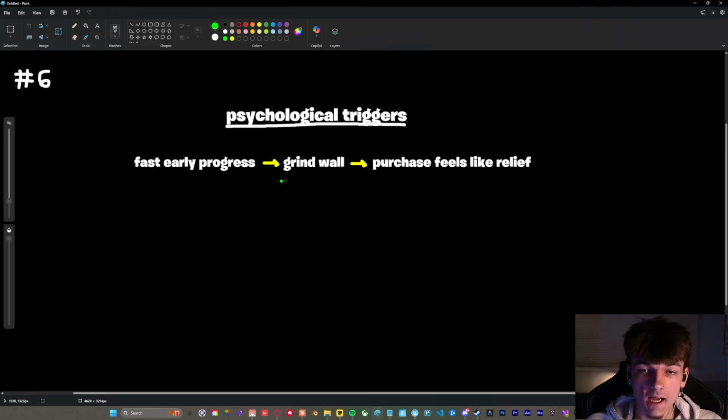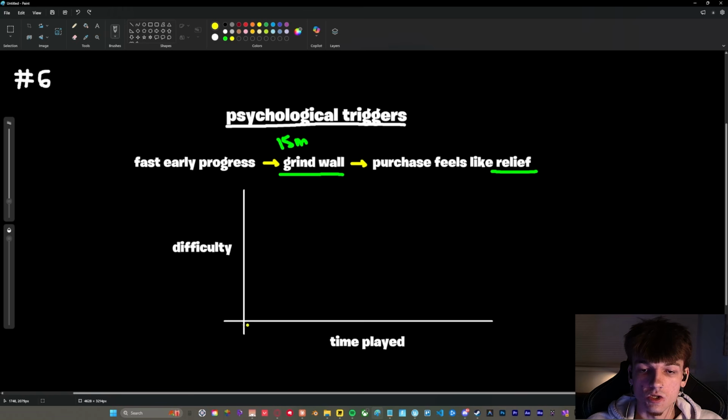And then you want them to hit a grind wall where every little part of the map feels grindy and slow. You want this to take place about 15 minutes into the session, when it starts to get really grindy. After they hit that grind wall, you want to present them with the purchase so that it feels smart and it feels like a relief.